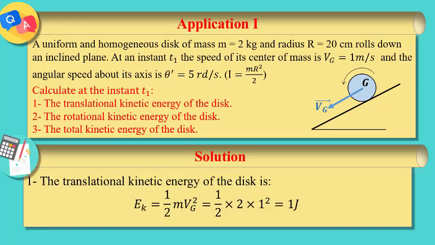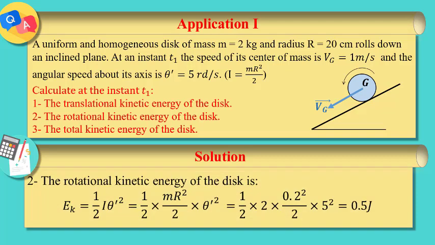The center of mass of this disk is making translation, so its kinetic energy is half m vG squared. Replacing the mass and vG by their values, the answer is 1 joule. The rotational kinetic energy of the disk: the disk is rolling, so its kinetic energy is half I theta prime squared, where I is the moment of inertia of the disk, m r squared over 2. Replace the mass, the radius, and theta prime by their values. The answer is half joule.